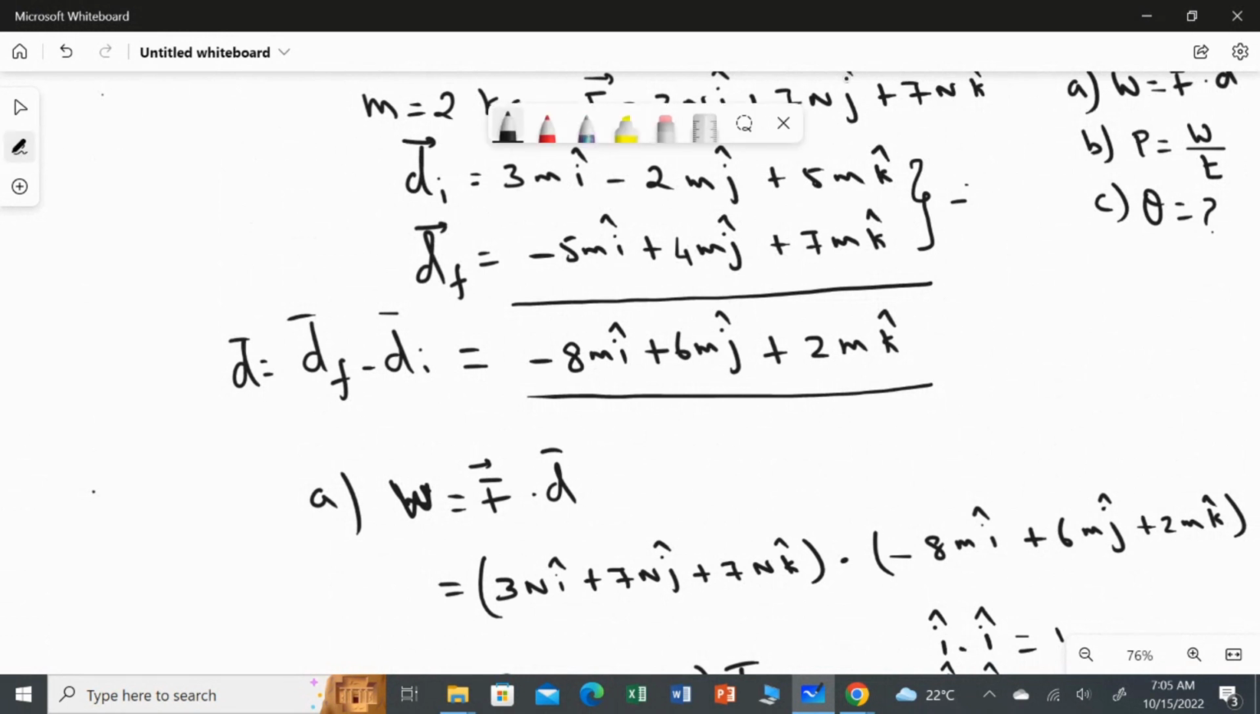I can use... better, I can write, because it's really very hard. I will write the di vector: 3 meter minus 2 meter plus 5 meter, minus 5 plus 4 plus 7. Okay.